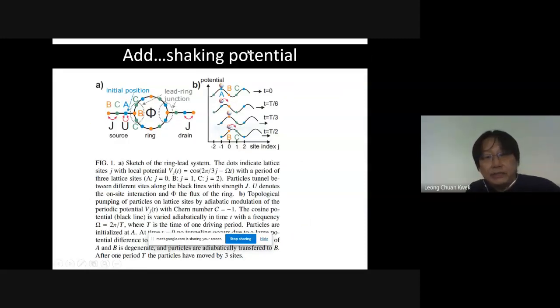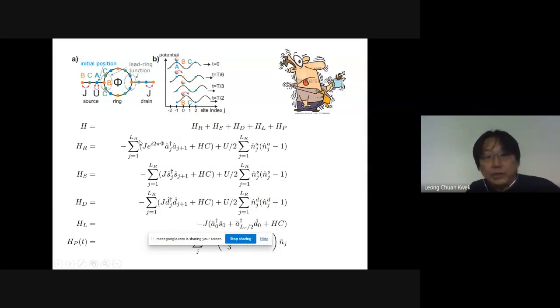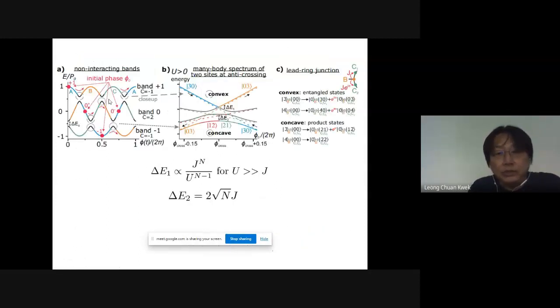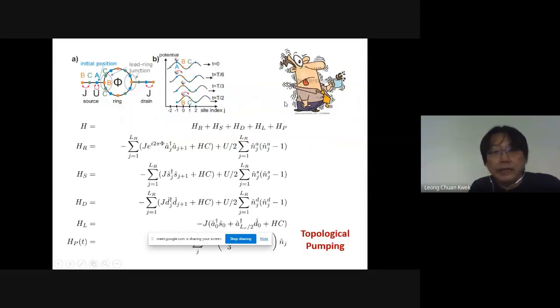And you can, of course, add a shaking potential. That means at different times, the potential is at a different slot potential. And with a shaking potential, something else can happen. You can actually show that you can create, depending on the statistics, so-called NOON states and do so-called topological pumping. And in particular, this is like 3 particles coming in. So imagine you have 3 particles coming in.